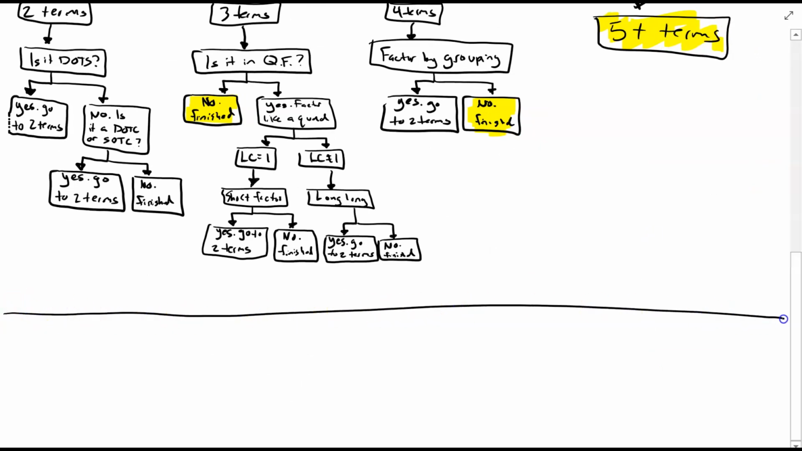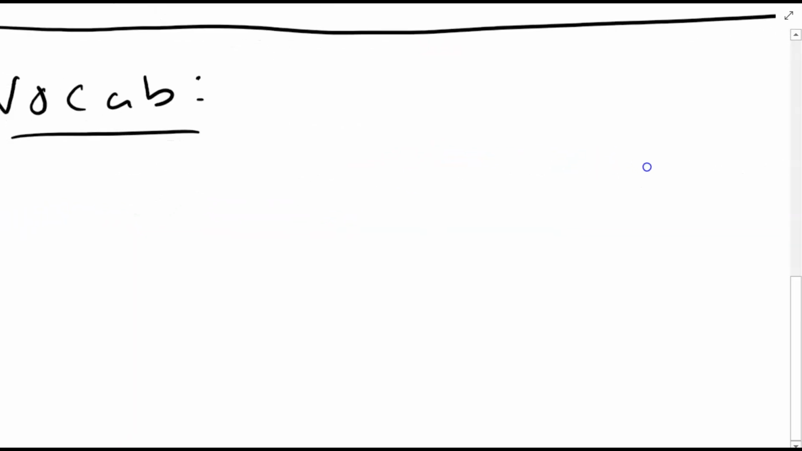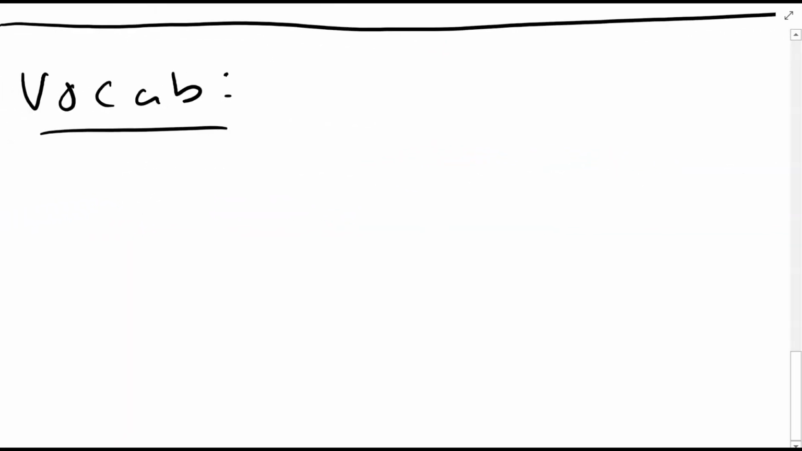So before we dive into that, I want to do a little bit of vocab. And I'm not going to define any of these vocabulary words specifically because they're all terms we've already used. But what I'm really more interested in doing is showing you the relationship between some of these terms. Okay?